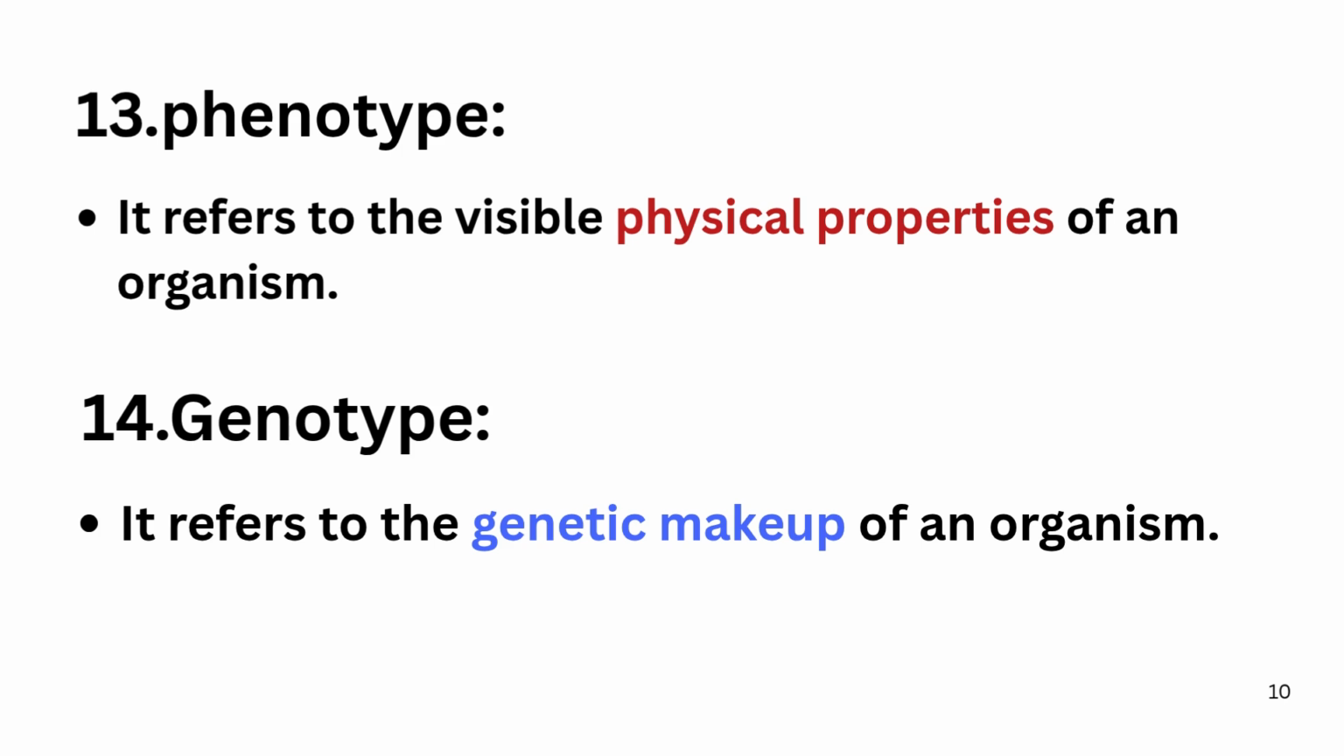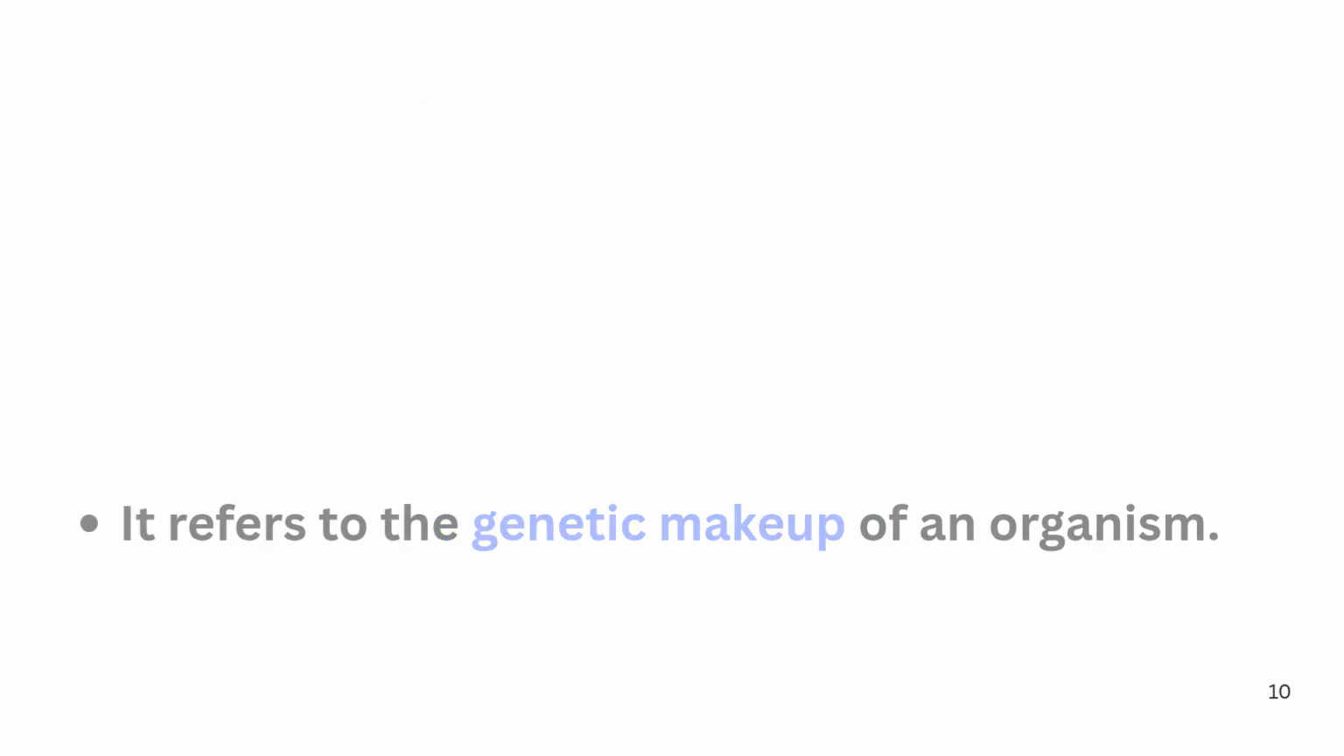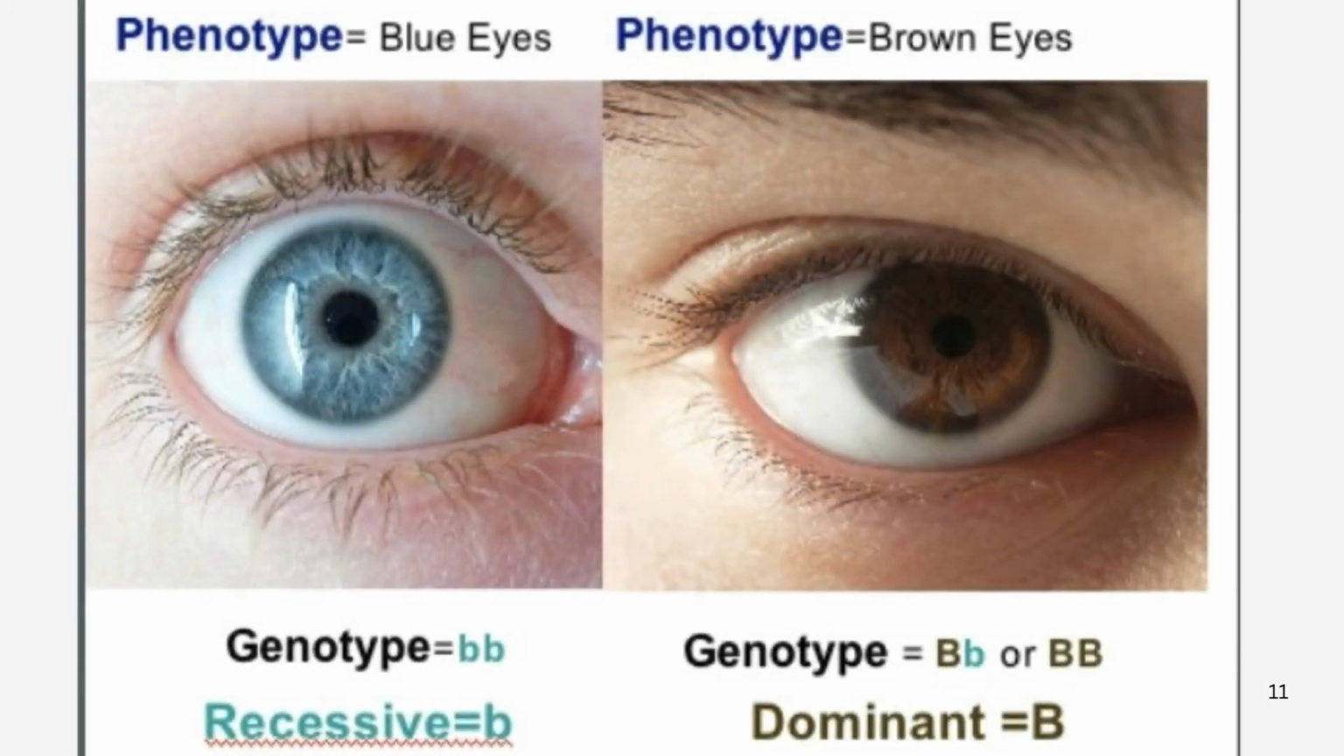In simple words, genotype equals what's inside, the code, phenotype equals what's outside, the appearance. Another example. In humans, the gene for eye color is the genotype. Whether you have brown or blue eyes, that is your phenotype.